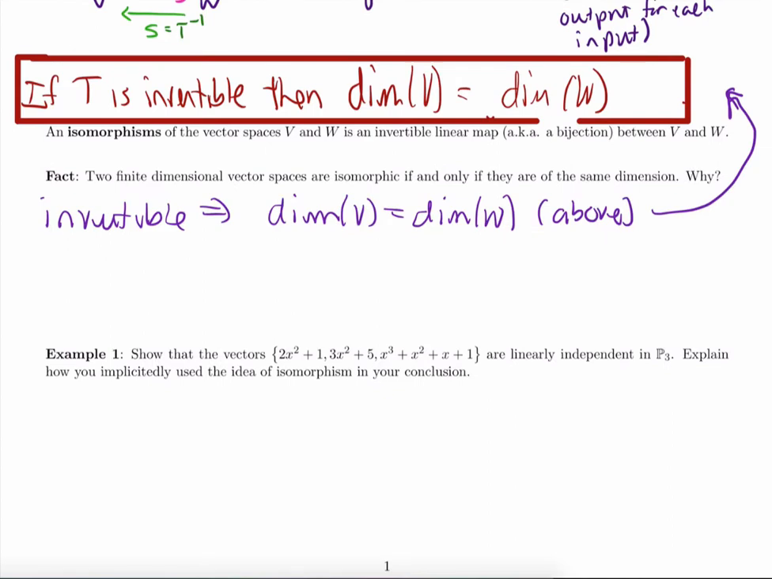And so this actually allows us to conclude that if we have two finite dimensional vector spaces, they're going to be isomorphic if and only if they have the same dimension. So we don't even have to find an isomorphism between them to show that they're isomorphic. We know that such an isomorphism exists as long as they have the same dimension. So how can we prove this fact?